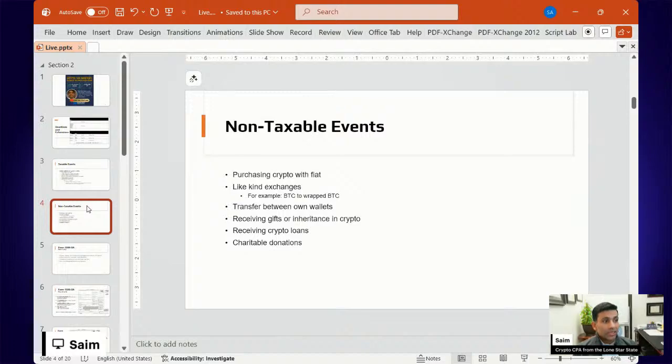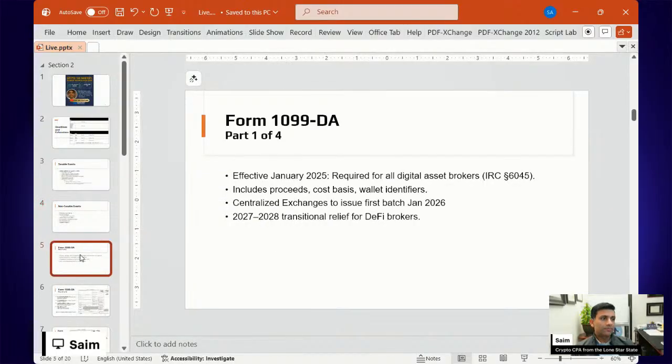Any kind of, yes, BTC to wrapped BTC, non-taxable. Transferring between your own wallets, non-taxable. Receiving gifts or inheritance in crypto, non-taxable. Loans in crypto, if you received a loan, that is also non-taxable.